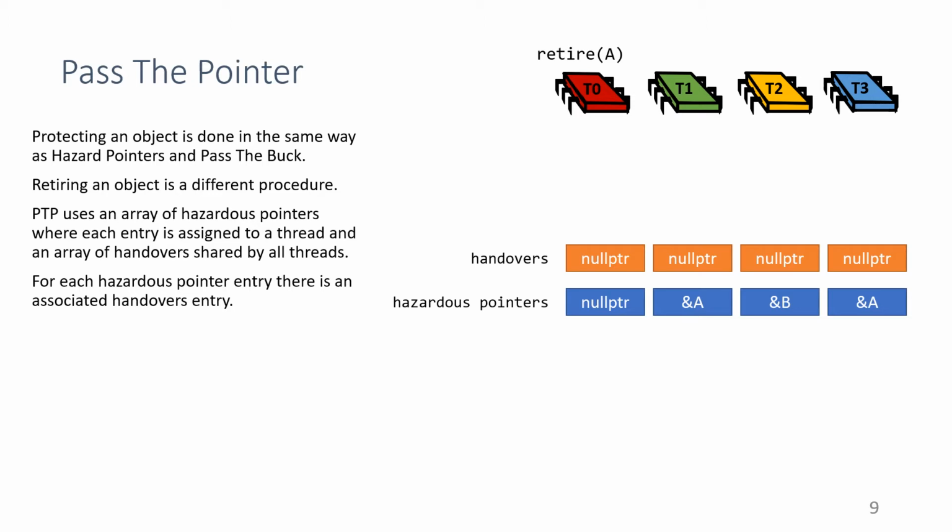Now I will show an example where thread T0 will retire A. The thread will start by searching for A in the hazardous pointers. It has located A on thread 1 and replaces on the handovers array what was previously there with A. Because it is null, it stops the execution of the retire method.